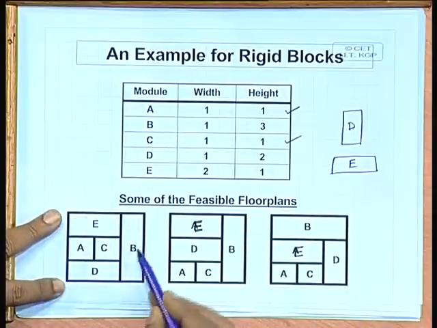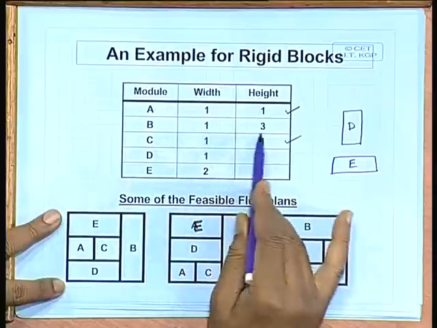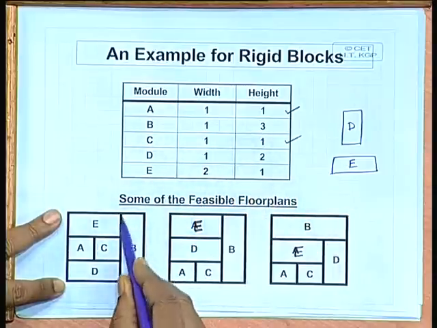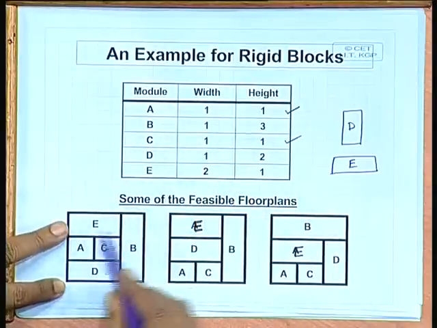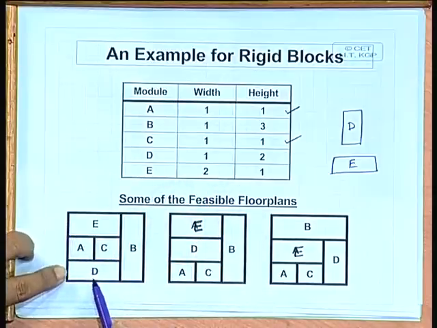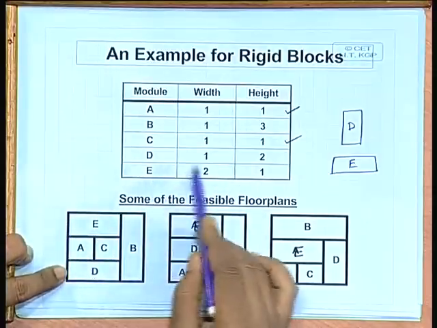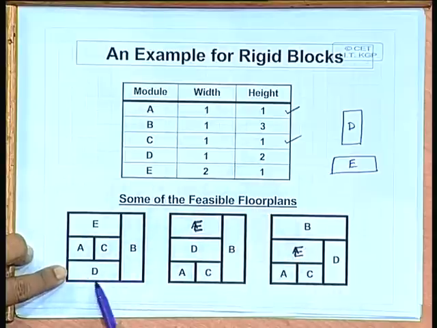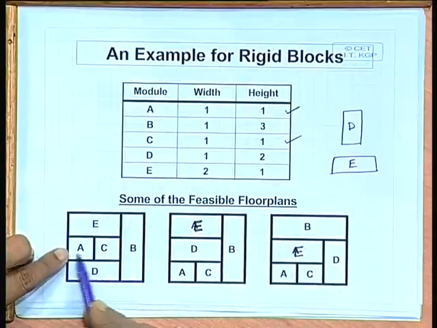So, the first one you see, B has a width of 1, height of 3, B is positioned like that. E has a width of 2 and height of 1, it has been positioned like that. D has been rotated, width of 1 and height of 2, and A and C have been put side by side out here, they are one by one.